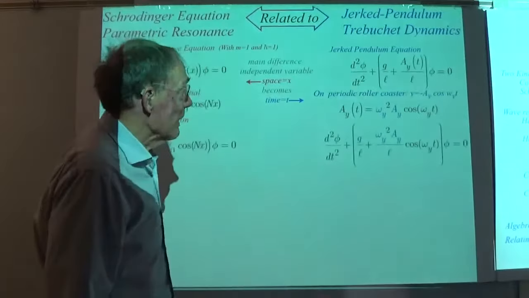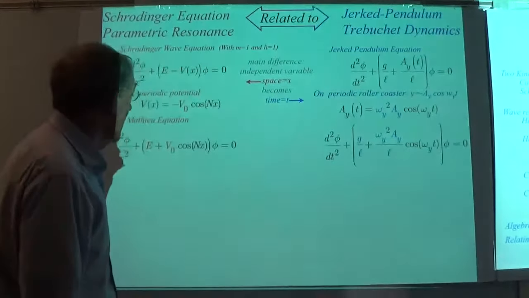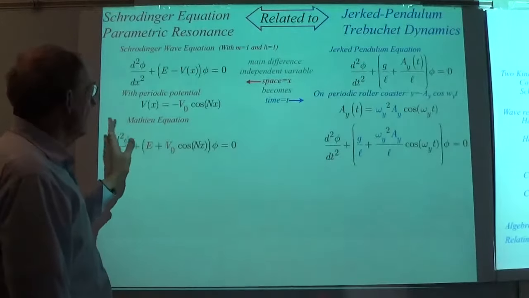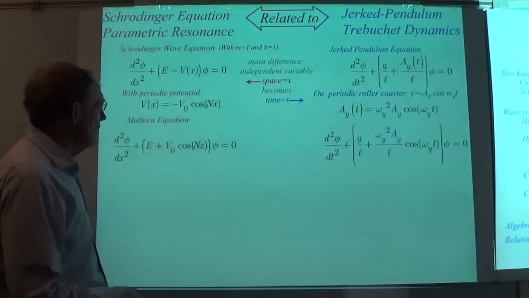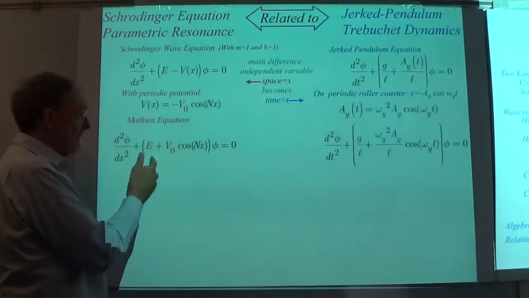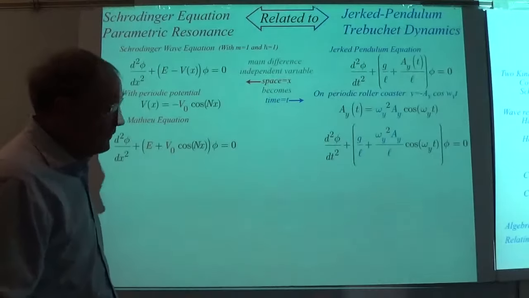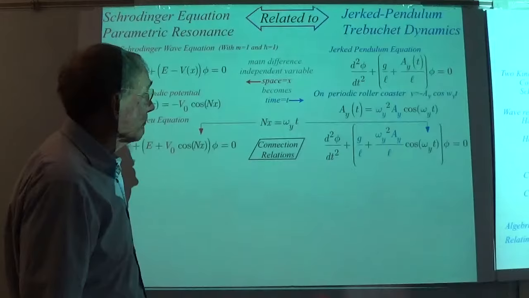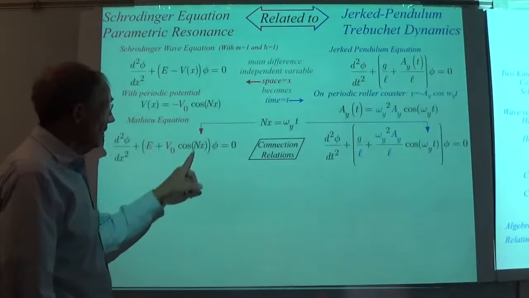Okay? It's just a matter of how we play them. All right? This is called the Mathieu equation, French Mathieu, we sometimes say in this country, when you have just a cosine and a constant. So is that. That's a Mathieu equation in time.